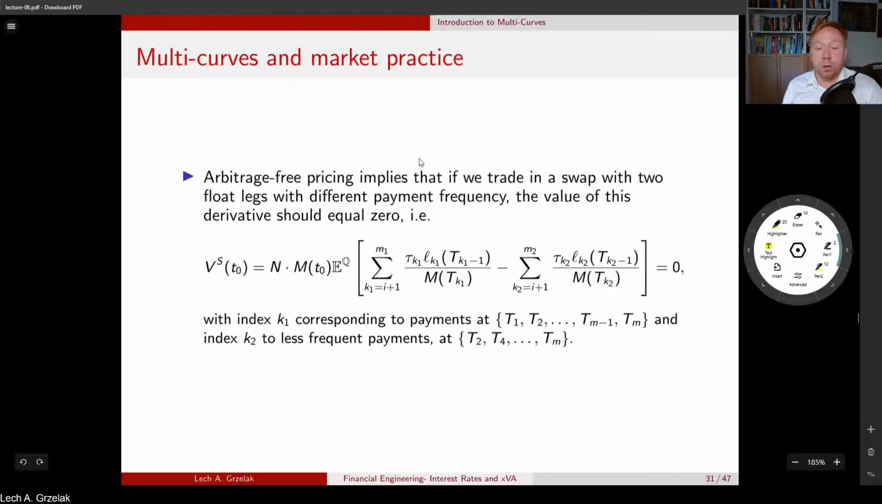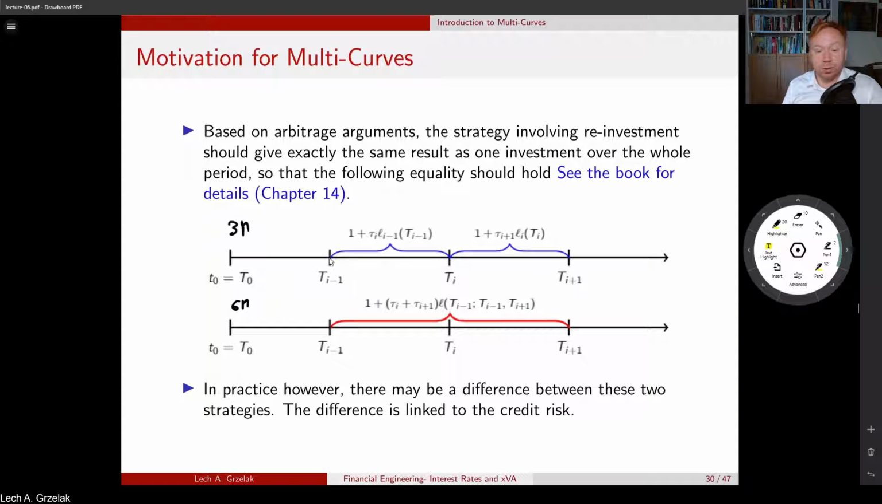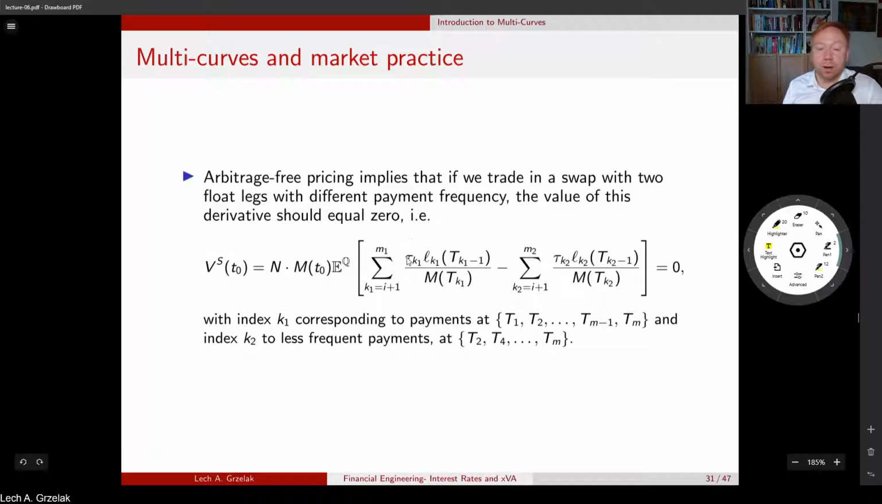Okay, so now what we can also do is look at the so-called basis swap, because in this case we can actually construct a contract. From this financing strategy, because we have recompounding from t_(i-1) until time t_i, and then t_i to t_(i+1), this should be equivalent with this period. So we can define a contract.